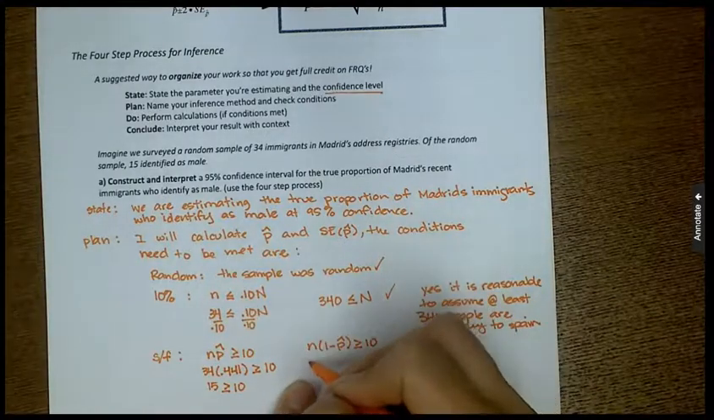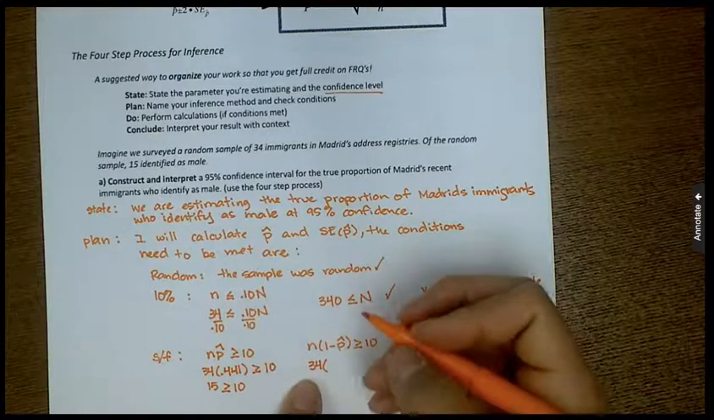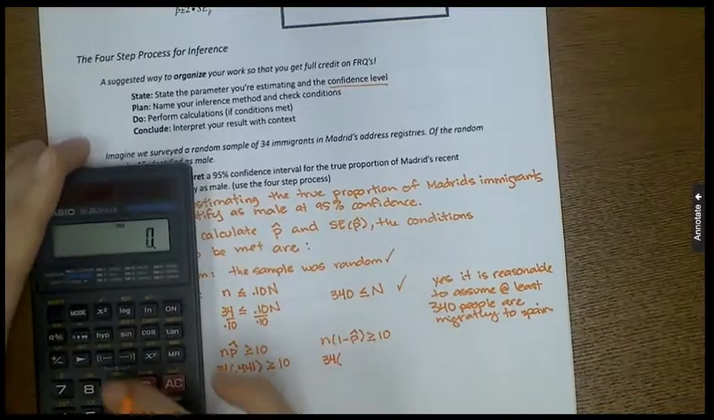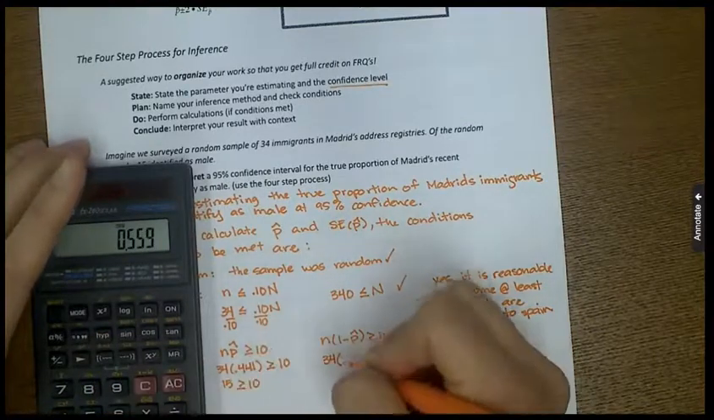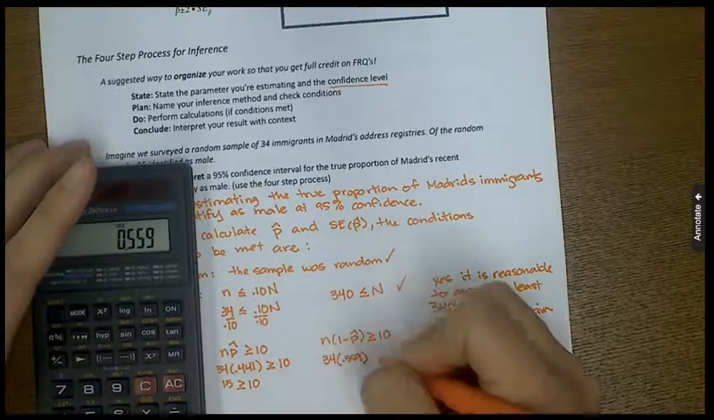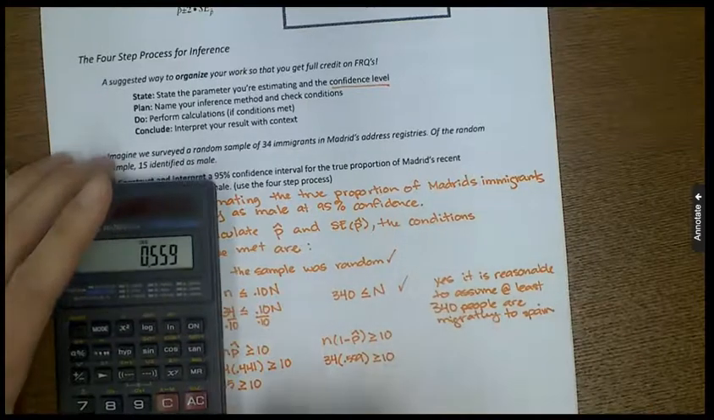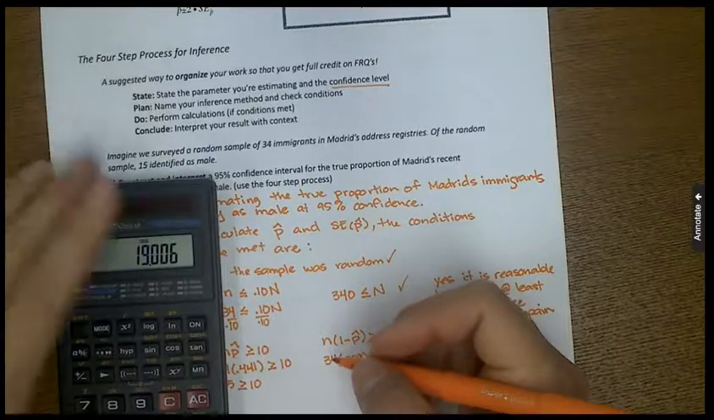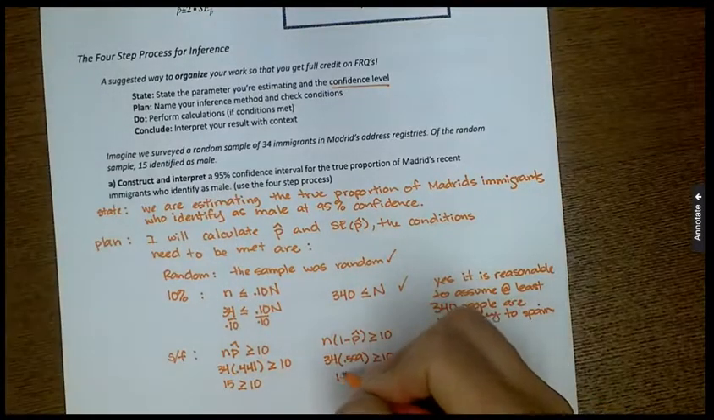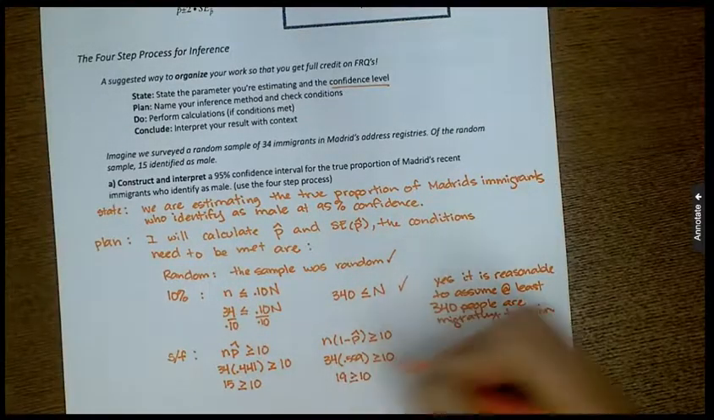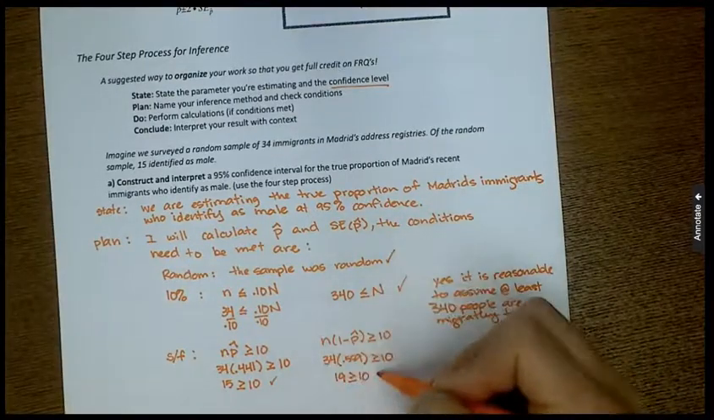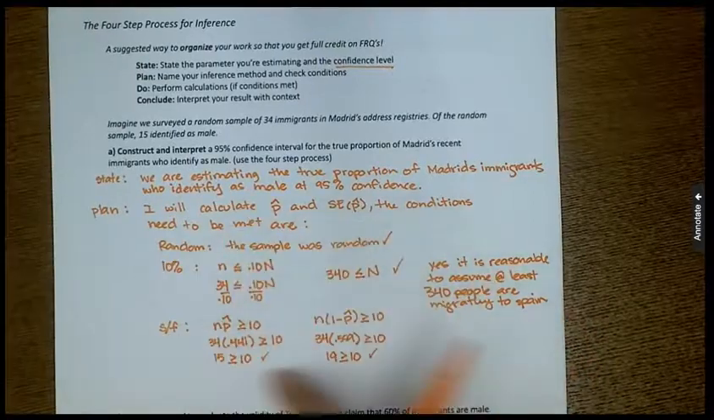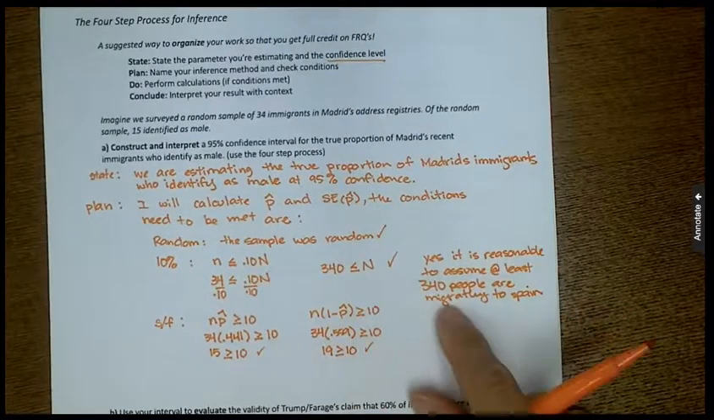So this is going to be 34 times 1 minus p hat. Let's see, 1 minus 0.441 is 0.559. So we're going to multiply that times 34, which is about 19. So 19 is greater than or equal to 10 as well. So both of these check out, so that condition is being met. I need to make sure that these conditions are met in our planning stage.